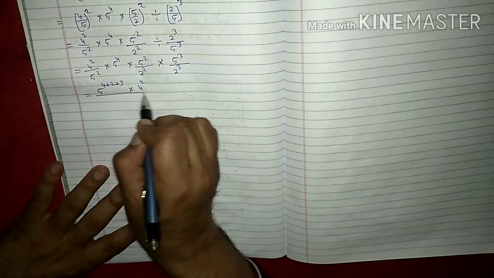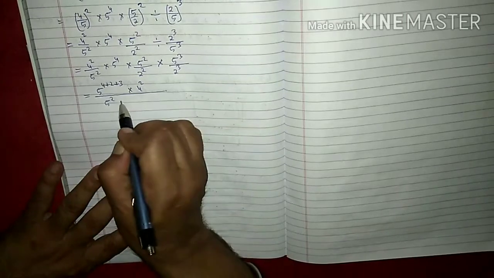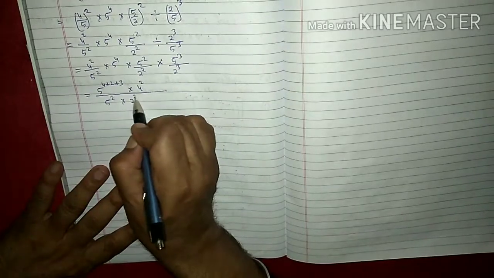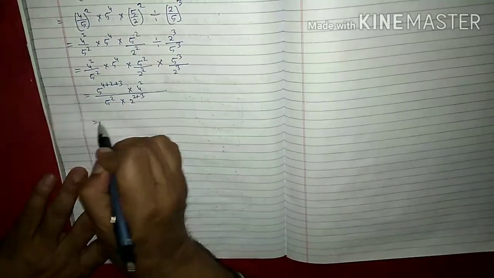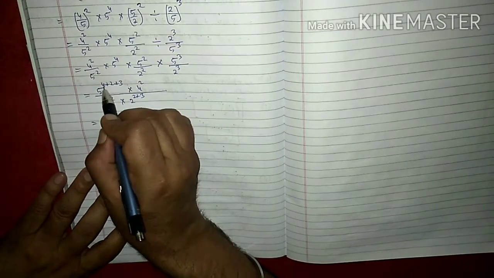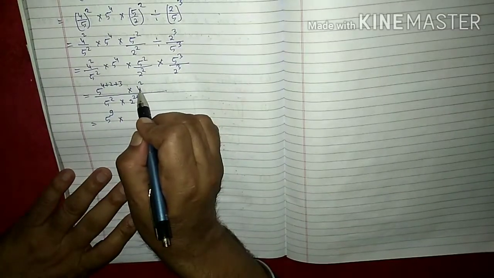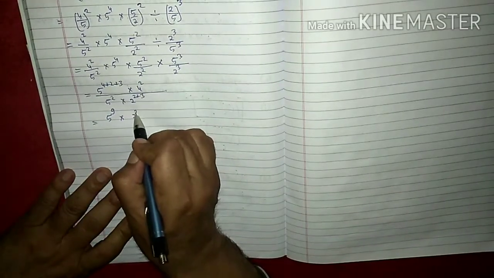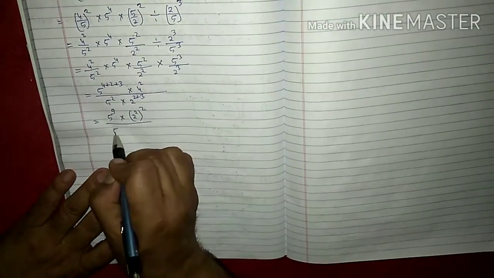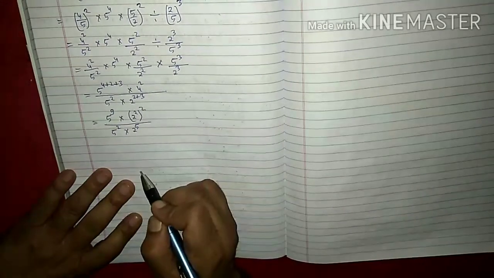(4/2), (5/2), multiply (2/2) plus 3, (5/3). 2 plus 5 is 5, and 4 is 9, multiply. You can write 4, it means (2/2) whole power 2, (5/2), (2/5), right?